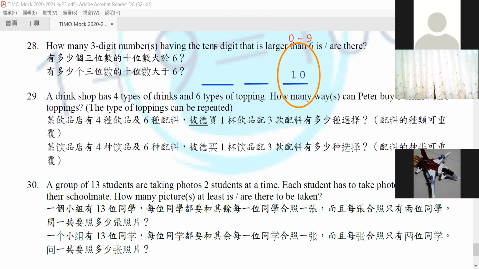Now let's look at the biggest digit, the most significant digit. In this digit, it can only be 1, 2, up to 9. It cannot be 0, because the most significant digit cannot be 0. So it has only 9 different numbers to choose from. So here there are only 9 choices. Now let's look at the middle one. Since it must be greater than 6, how many different digits can there be?